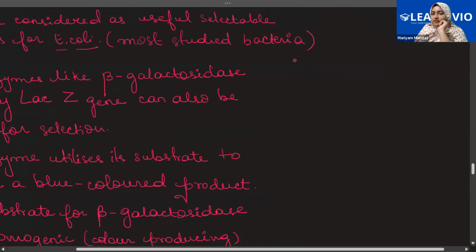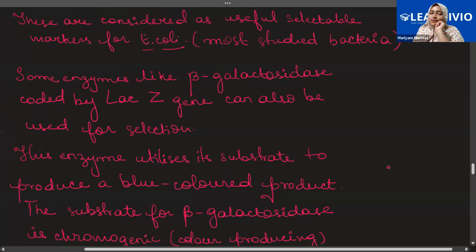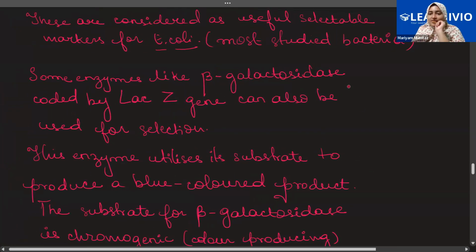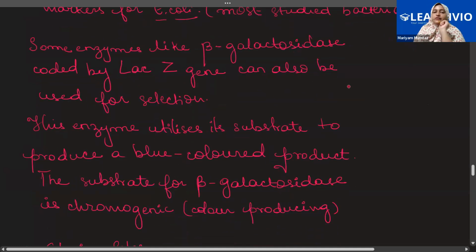You remember that? This lac operon, you remember? So what was the function of beta galactosidase? No one remembers that. It used to hydrolyze lactose, break down lactose. Anyway, it's no part of discussion over here. I have a different thing to make you understand.